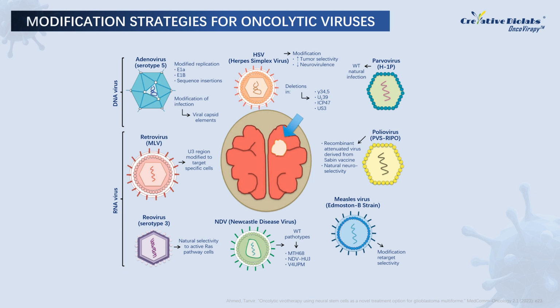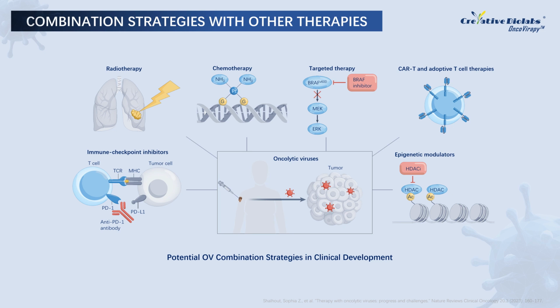Another innovative approach is to arm the virus with genes that boost the immune system, turning the virus into not just a direct cancer-fighting agent but also an immunotherapy tool. These modifications can be designed to work in synergy with the tumor's microenvironment, exploiting its unique conditions for enhanced therapeutic effect. In the quest for a more comprehensive cancer treatment, oncolytic viruses are being combined with other therapeutic modalities, such as chemotherapy, radiotherapy, and immunotherapy.